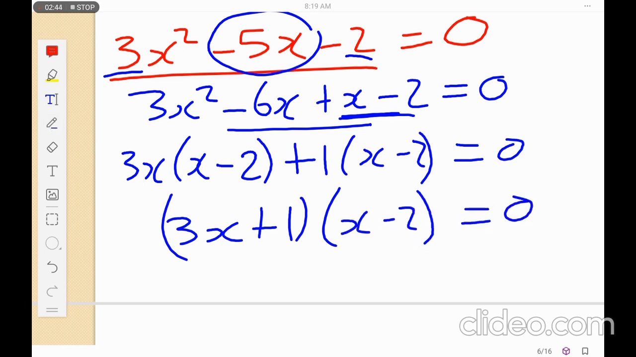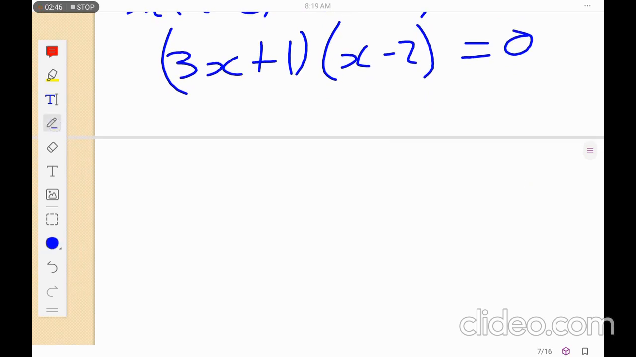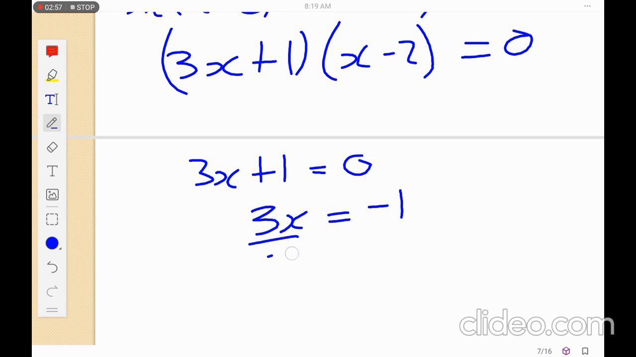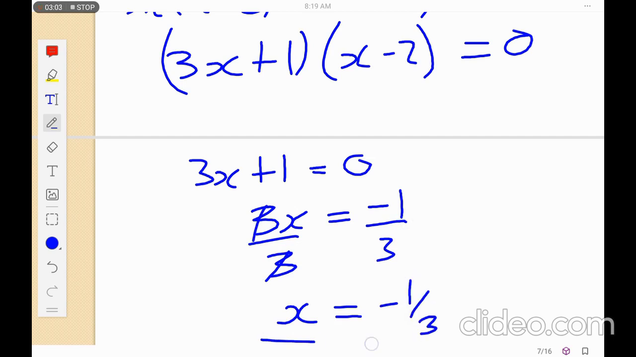So we have two answers there. It's either 3x plus 1 is equal to 0. So for this one, I can solve 3x is equal to minus 1, and we divide by 3 there. I'll get my x is equal to minus 1 over 3. Okay, that's the first one.